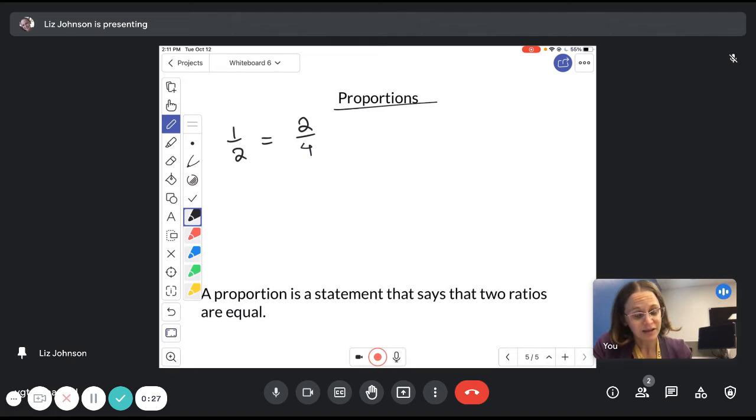Well, when you write them like this, with an equal sign in between the two, saying that they're the same, that is a proportion. It's just an equation that says that two fractions or two ratios are equal.